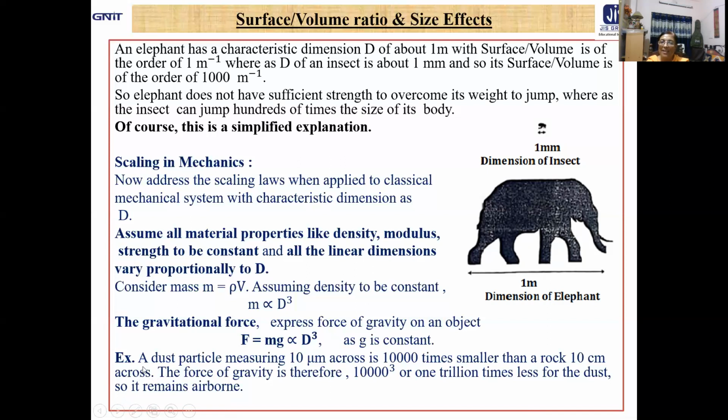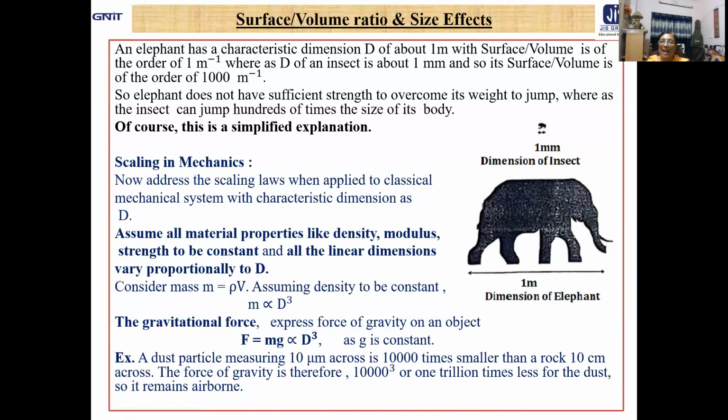I am repeating it. A dust particle, say the dimension is 10 micrometer. It is 10,000 times smaller than a rock, say dimension is 10 centimeter. So what about the force of gravity? It is d cube. So 10,000 cube or 1 trillion times less for the case of dust, more for the case of definitely the rock. So dust particles remain airborne where rock can't.